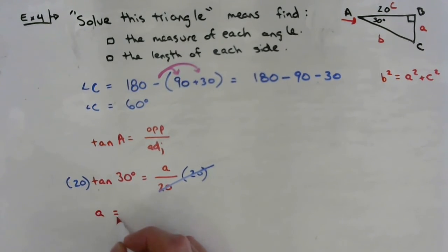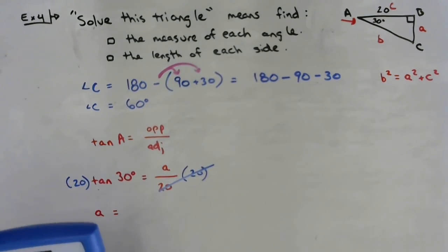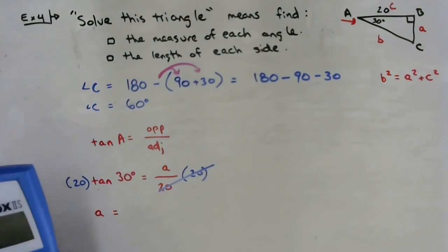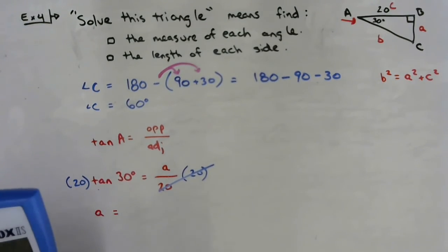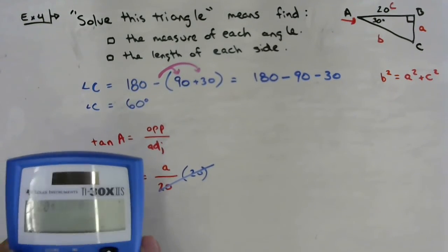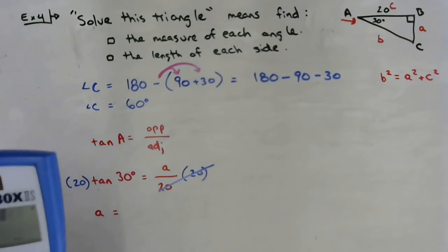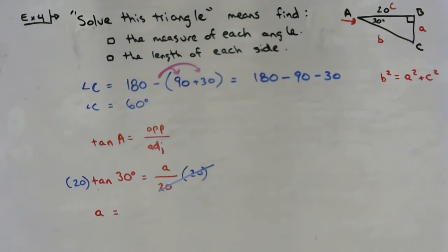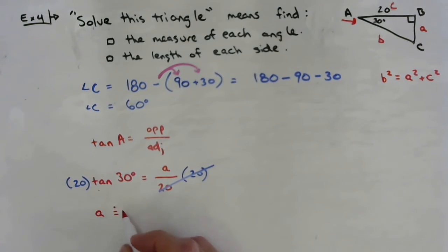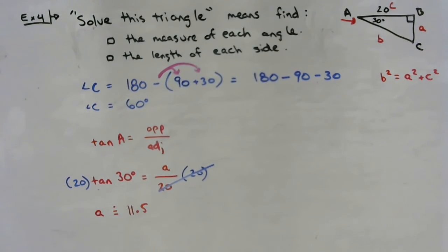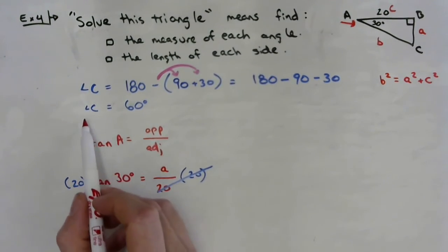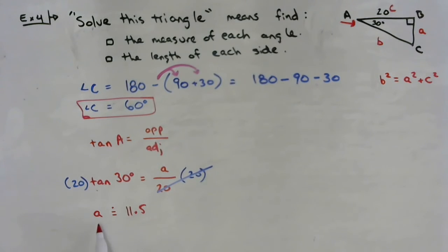And this, 20 times the tan of 30, I can type in my calculator exactly how it says it there. All 2, 0, you don't even need the times actually, 2, 0, tan, 3, 0, enter. 11.5. Approximately 11.5. And that's measured in, it doesn't say, so just any units. Good. As I'm going through, I probably will box the key information that I found.